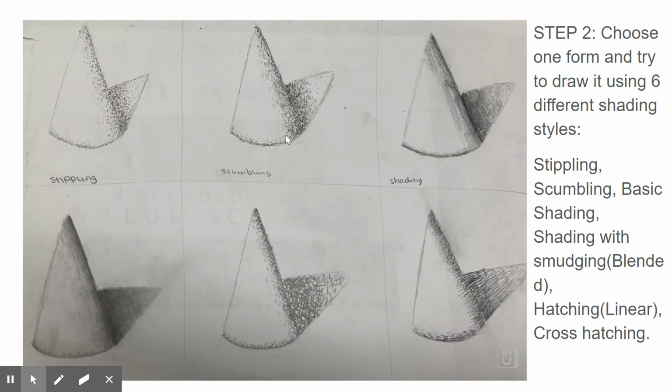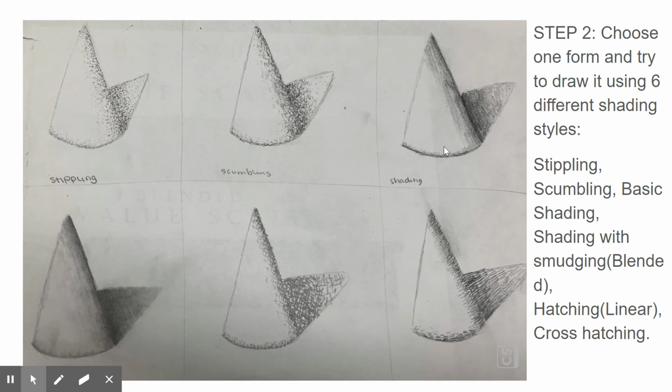Scumbling is basically like stippling, but you're using longer marks or strokes, you could say. You're making a bunch of marks that are a little bit longer, more like lines than dots. You can kind of think of it as scribbling a little bit.